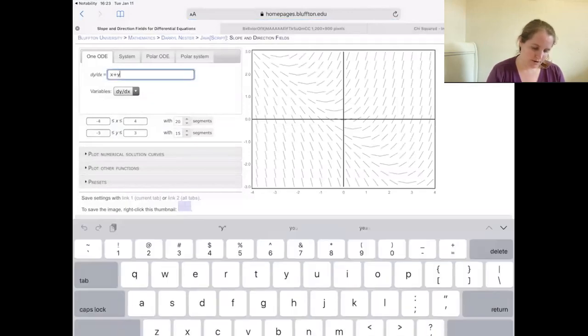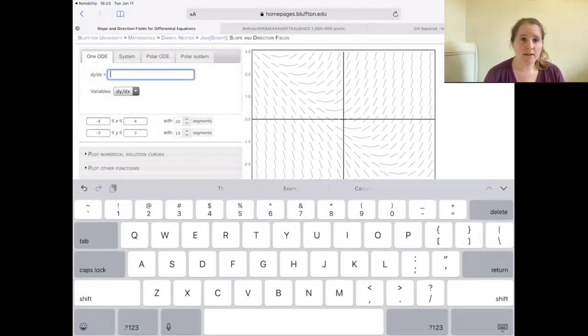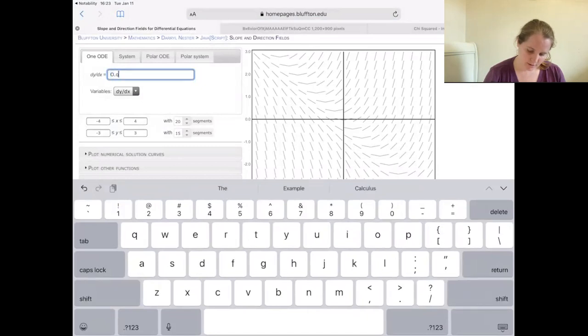we have to do ours in terms of x and y. In this case, x is time and y is acting as our population. So we do 0.05y times 1 minus 0.001y. So this is our equation.